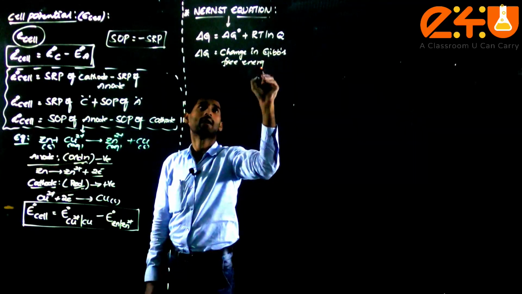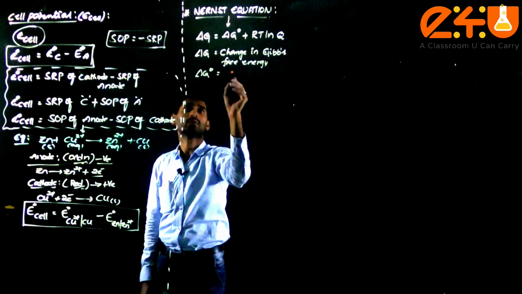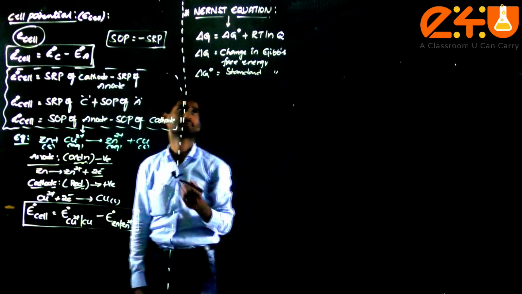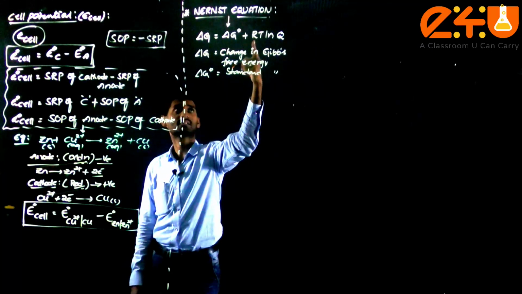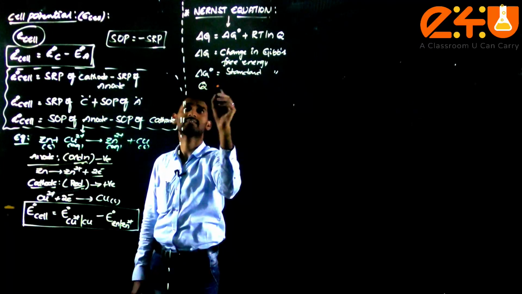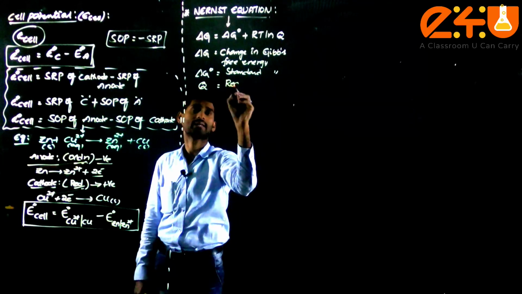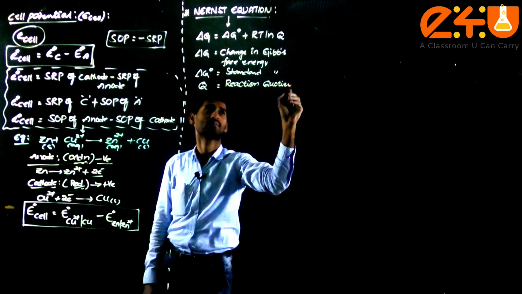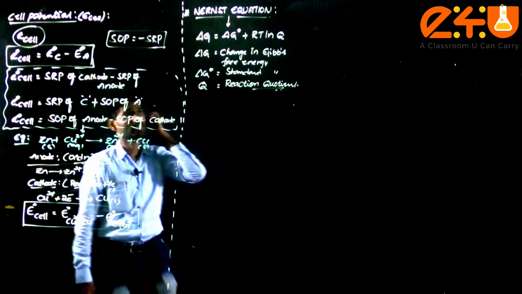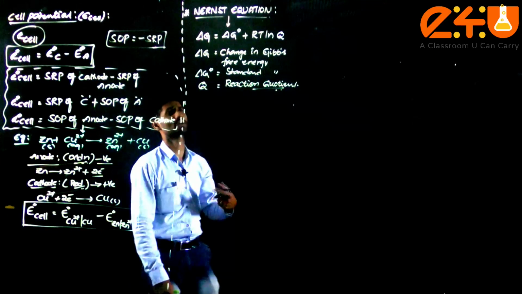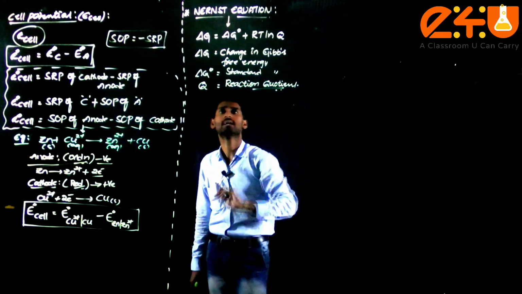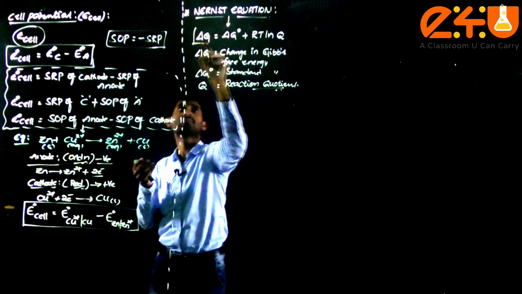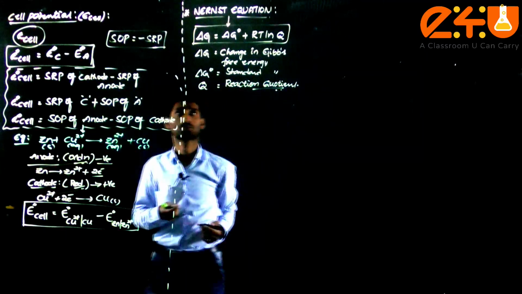Del G naught is the standard change in Gibbs free energy, and R indicates the universal gas constant, T the temperature. Very important is Q, which indicates the reaction quotient. You studied in equilibrium that it indicates the extent of the reaction. At every point of the reaction we can calculate the reaction quotient. It gives the relation between Gibbs free energy and reaction quotient.